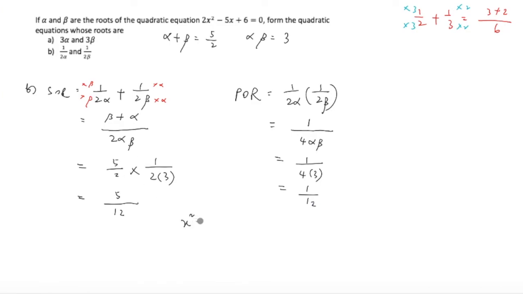Now, x squared minus sum of root x plus product of root equals to 0. X squared minus 5 over 12 x plus 1 over 12 equals to 0. All multiplied by 12. This one cancel.